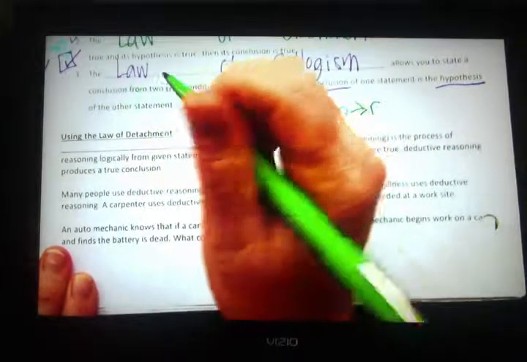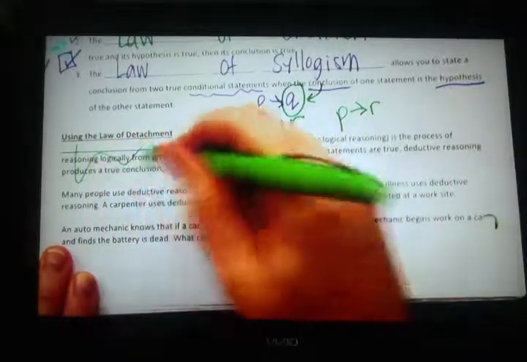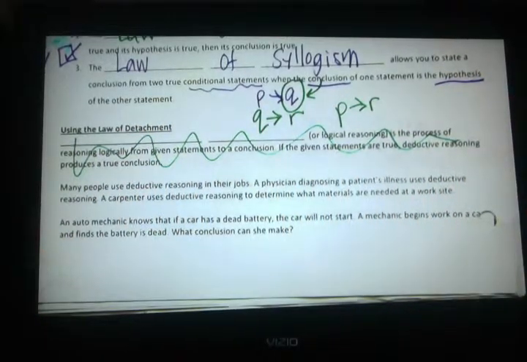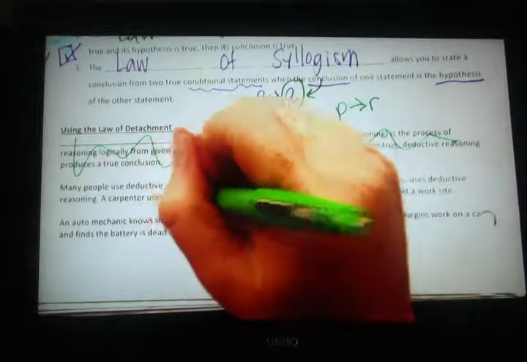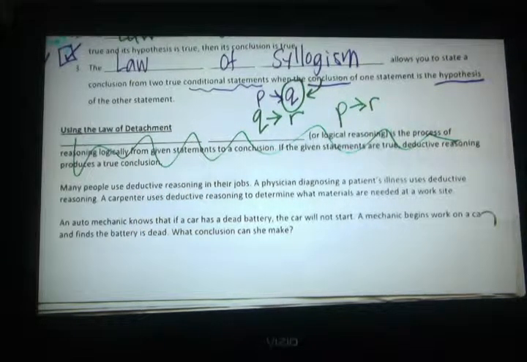Okay, we just said this. Deductive reasoning. It's right there. Sorry. That was reprinted. Scratch it out. Okay? So, just to give you kind of a real-world example, many people use deductive reasoning in their jobs. A physician diagnosing a patient's illness uses deductive reasoning, right? Think about that. If you're going in sick and you're dizzy or something, they may conclude that you're dehydrated. Do they know that for sure? No. But they're using deductive reasoning based on the symptoms you told them.